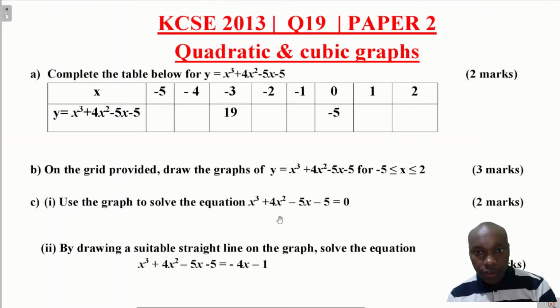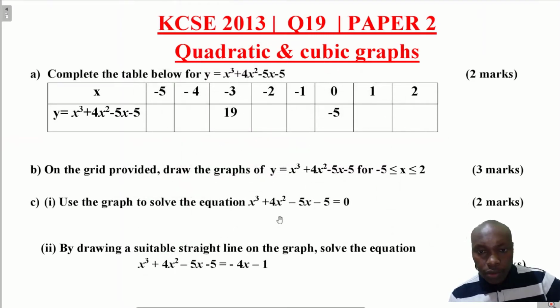So given the values of x ranging from -5 all the way to 2, the function you're supposed to use to fill the table is given there. So that is the first thing you're going to do. Then part B of the question: on the grid provided, draw the graph of y equals x cubed plus 4x squared minus 5x minus 5 in the range given.